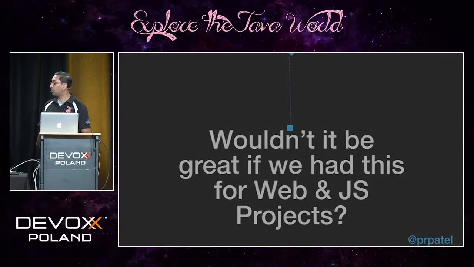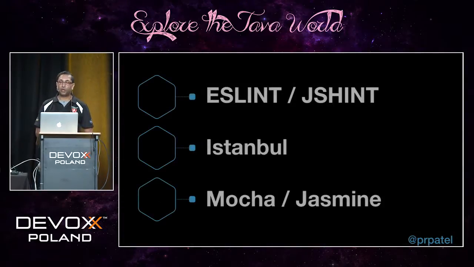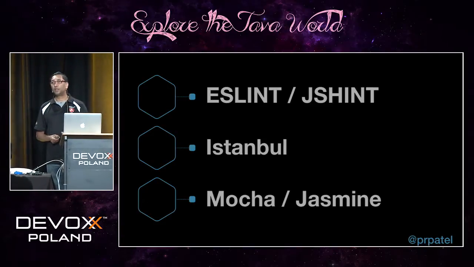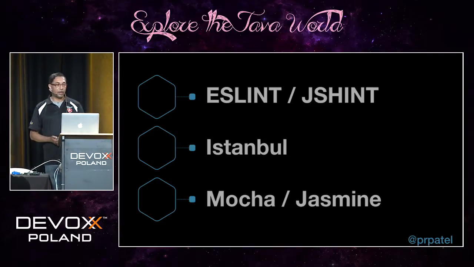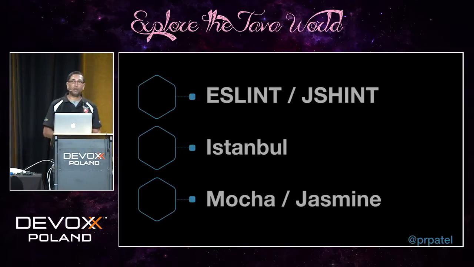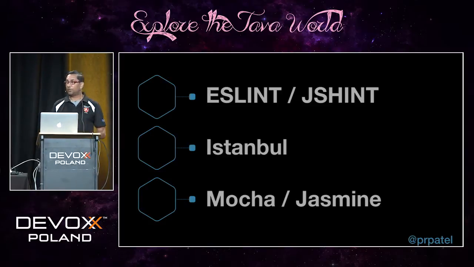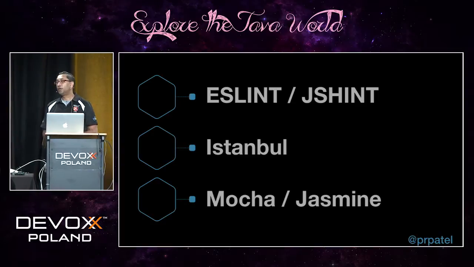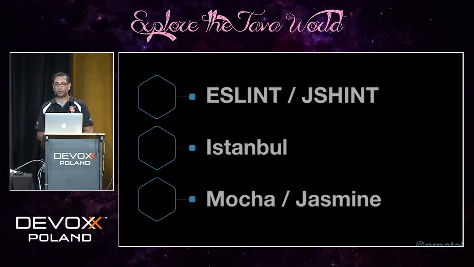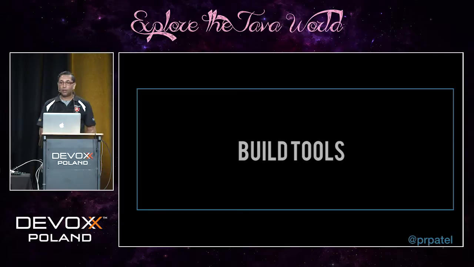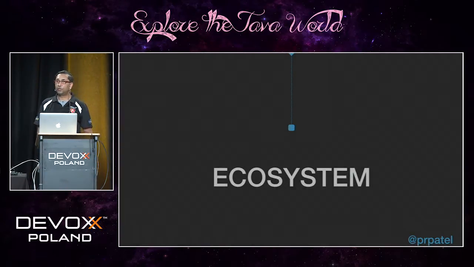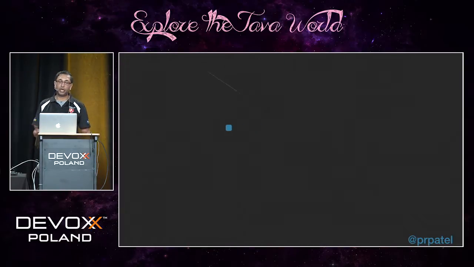In the web and JavaScript world, we have some similar tools that we can use. So first of all, we use something like ESLint or JSHint to ensure that our code matches a specific style that everybody on our team writes. And then we can use something like Istanbul to give us code coverage. And then, of course, there's Mocha, Jasmine, Tape, and a bunch of other tools that allow us to write unit tests. So in terms of build tools, there are a few that we can use. We'll look at the ecosystem around these build tools, and then we'll do a demo with Jenkins in setting all this up.